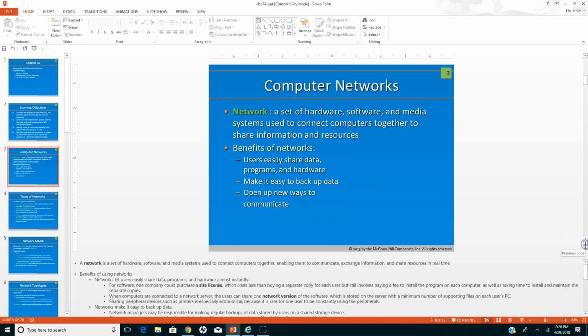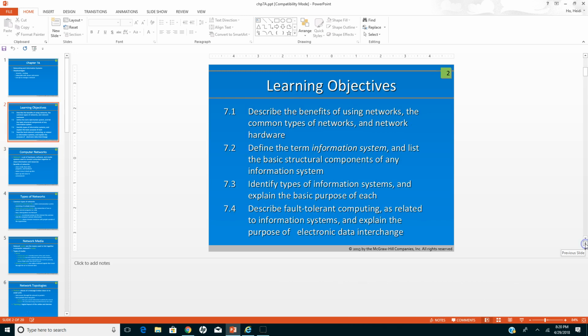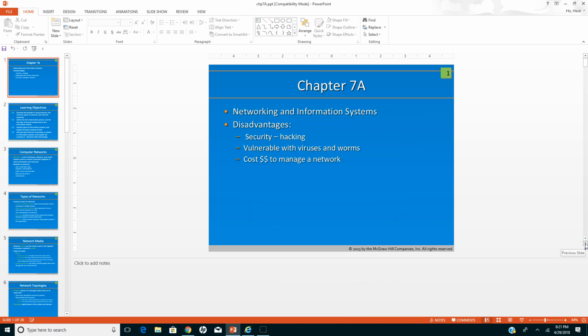How about the disadvantages? What are some of the disadvantages of a network? Well, first of all, it is subject to security vulnerabilities. If we don't maintain and secure our network or our system in the school, we are vulnerable to hacking. That's one of the disadvantages.